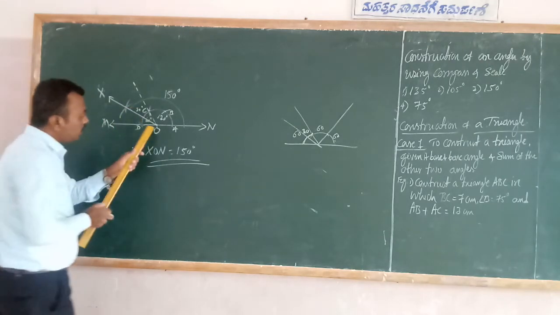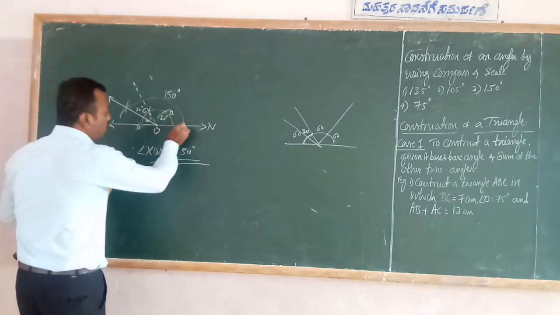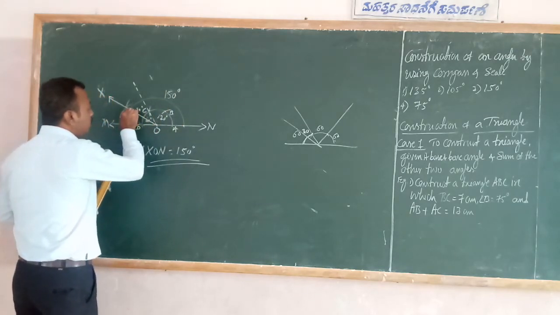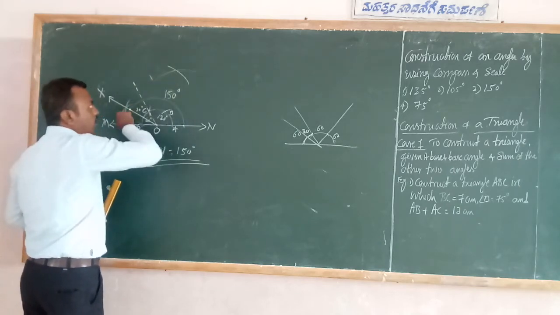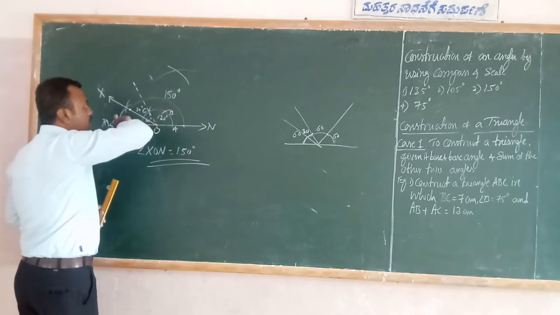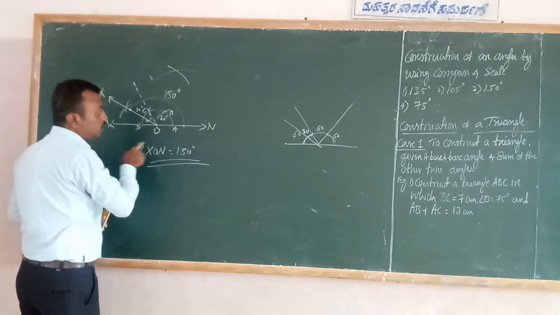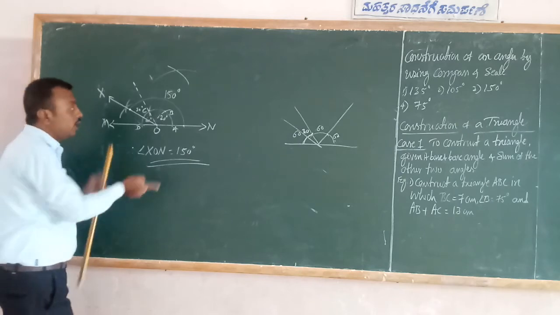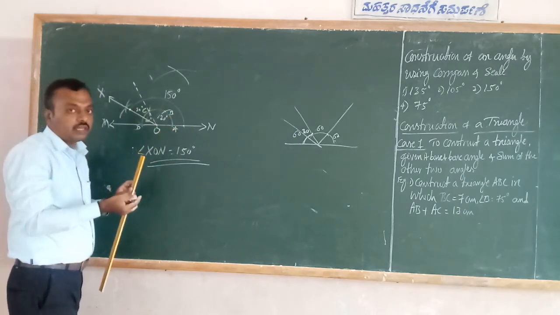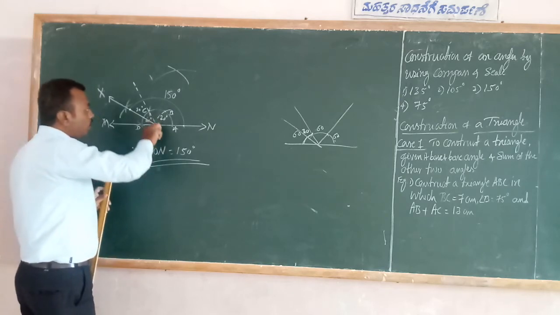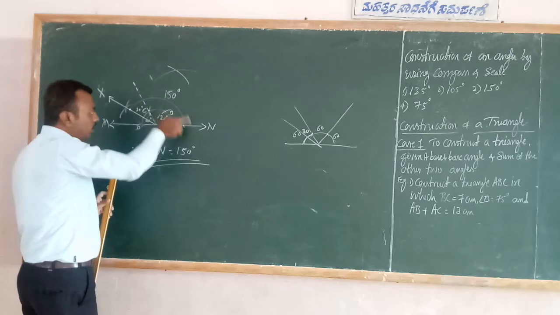So keep on this point O and cut one of the arcs using the compass. You have to construct it and cut one of the arcs and join it. So first of all, this angle XON is 150 degrees. This angle XON we have to bisect. We already know how to bisect the angles. First keep on the point O and cut one of the arcs. You can take any suitable radius.